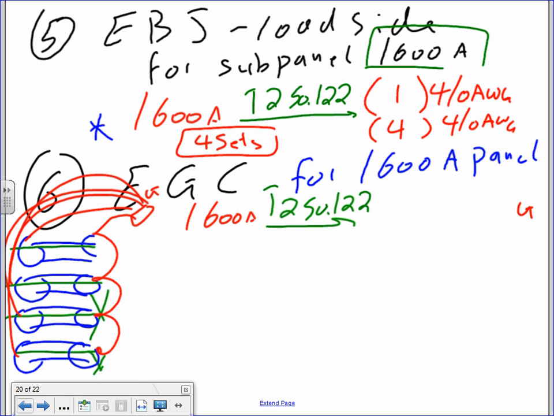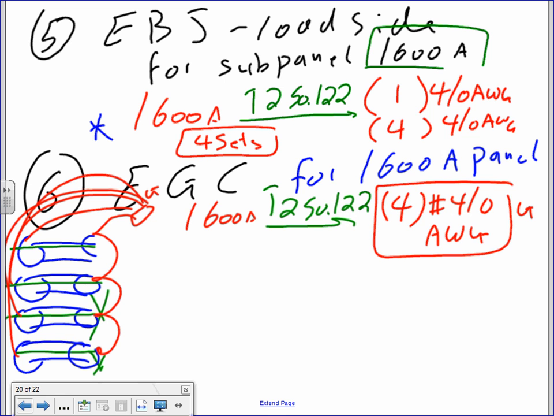So you're going to get, where am I here? You're going to get either one conductor, number four. It's actually the only option you have here. This one is the only option you have, which is four conductors, not AWG. If you have four conduits, can you guys see I have four conduits, and you have to have four conductors? These are the equipment ground conductor. One conductor in every conduit.